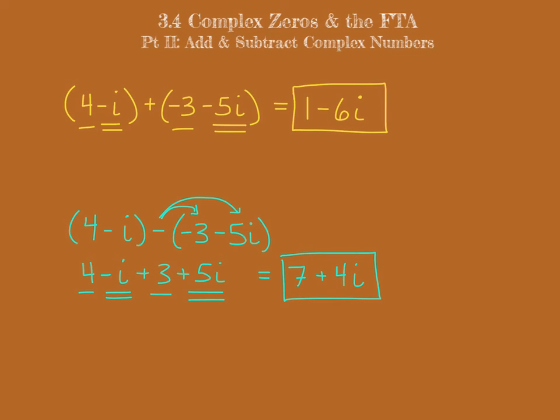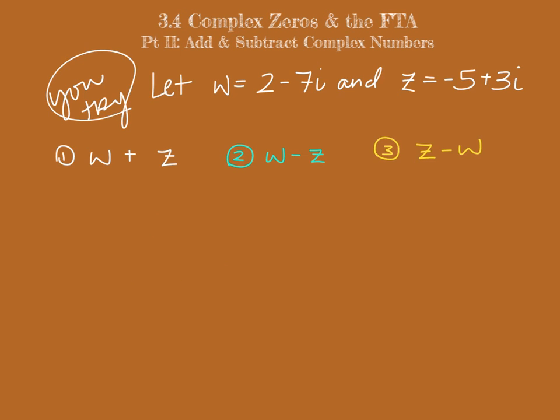And that's it. We're just going to do a few examples next, but if you feel like you understand the idea, you're good. Here we have w equals the complex number 2 minus 7i, and z represents the complex number negative 5 plus 3i. In part number 1, you'll add them together, and in numbers 2 and 3, you'll subtract. So go ahead and pause the screen, work these 3 out, and then hit play to check your answers.